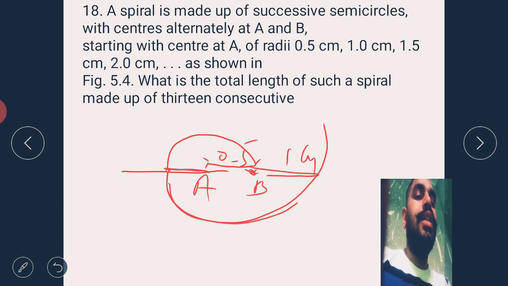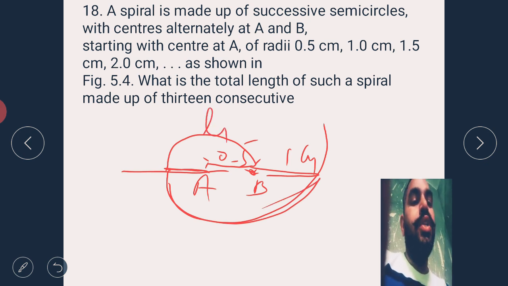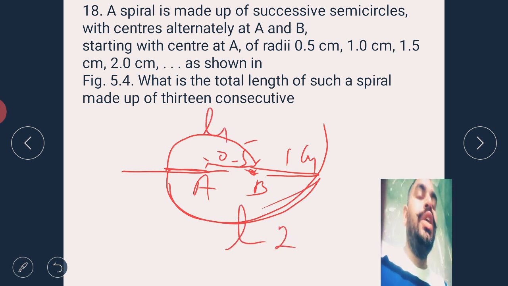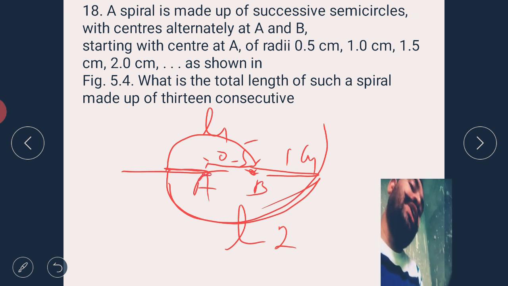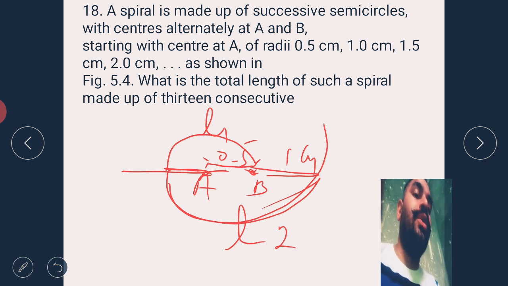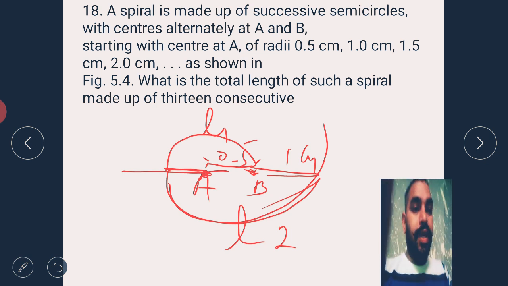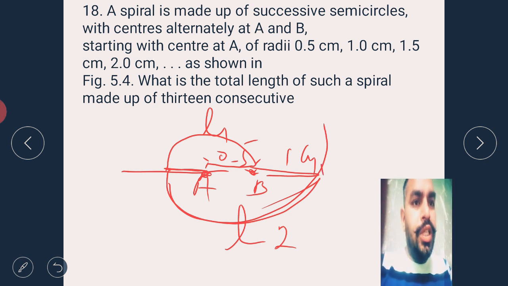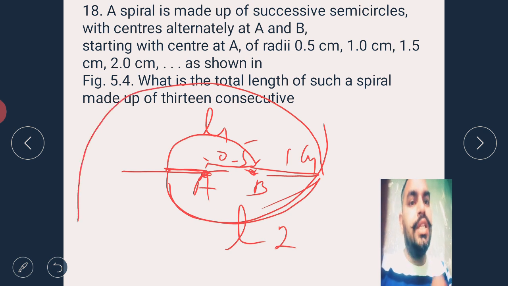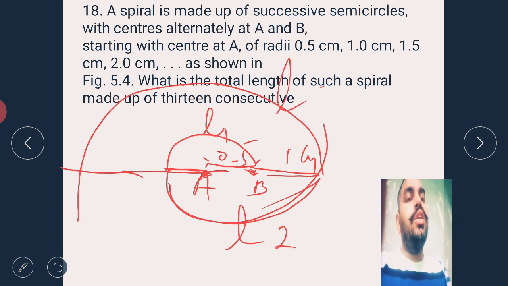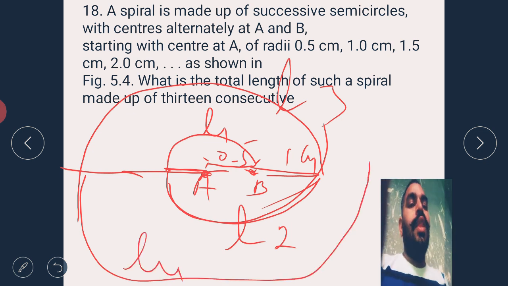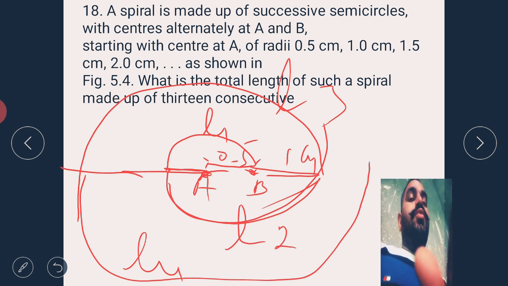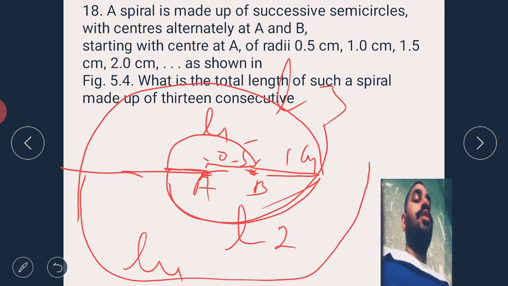And this is another semicircle. So this length is L1, and this is L2. And again if we consider the center A, the radius we can say is 0.5 and 1, so 1.5 for the third circle; its radius is 1.5. And from this A, the another circle we are doing like this. So this is L3, and same from B center this is L4. And it is said: what is the length of such a spiral made up of 13 consecutive semicircles?